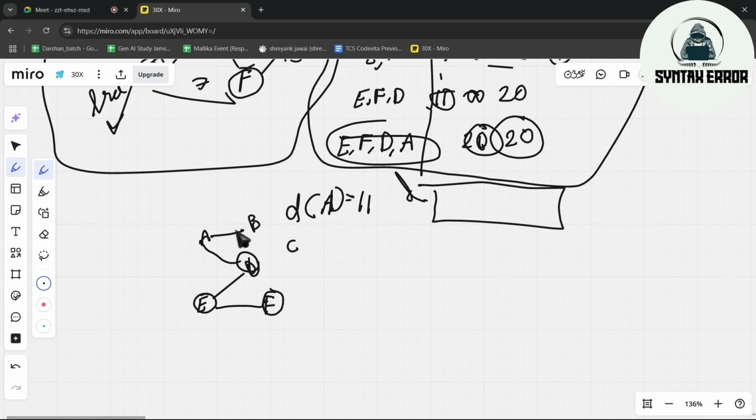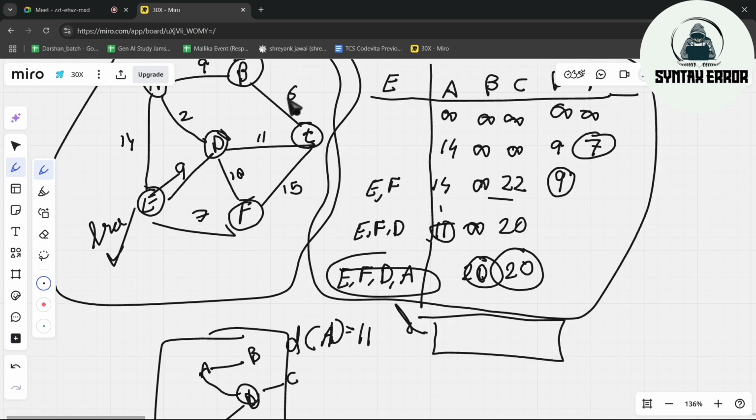How will you go to D? D will go like this only. How will you go to E? E you are having here only. F you are having here only. So this is our final answer. What we have done is we have eliminated the unnecessary edges. So we have eliminated this edge, this edge, and this edge.